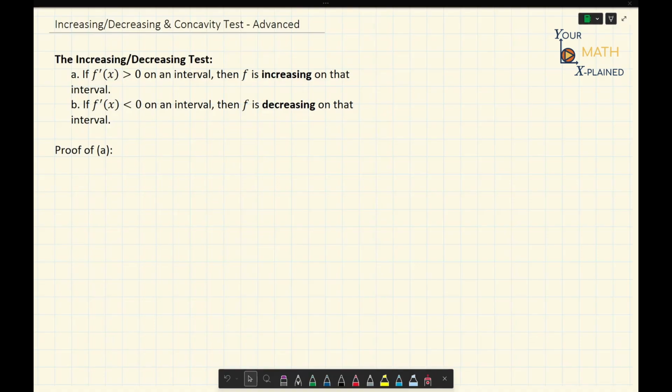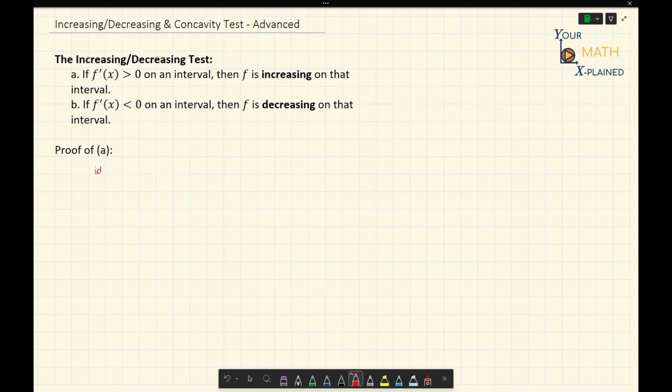This should look familiar to you because we've used it multiple times. We know that if f prime is greater than 0 on an interval, then f is increasing on that interval. And if f prime is less than 0 on an interval, then f is decreasing on that interval. And now we're going to go through the formal proof for the increasing test.